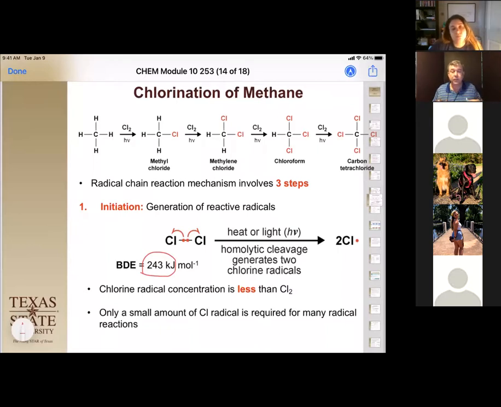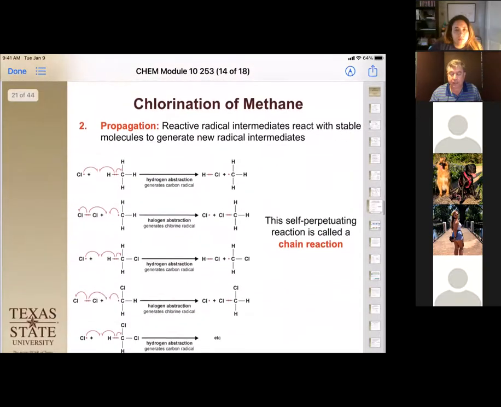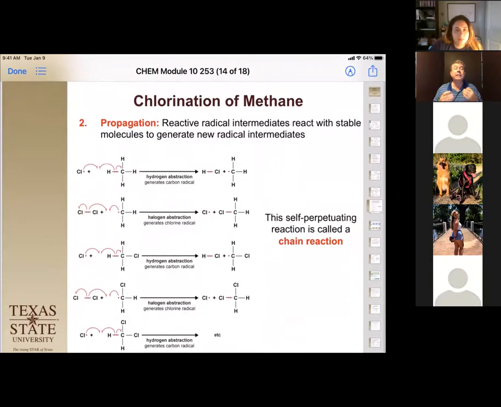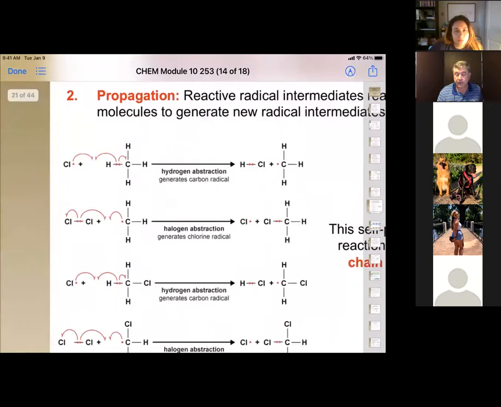Okay, so again, with this initiation, we only need a little bit of this to actually form these two equivalents of chlorine radical. And the reason is because in the propagation step, we're going to continue to generate radicals. Okay, propagation: a radical is going to react with a neutral substrate to generate a radical. That radical is going to then react with a neutral substrate to form a radical. That's going to react with a neutral substrate to form a radical. So every time a radical reacts with a neutral substrate, it will always generate another radical. So that's why it's called the propagation step.